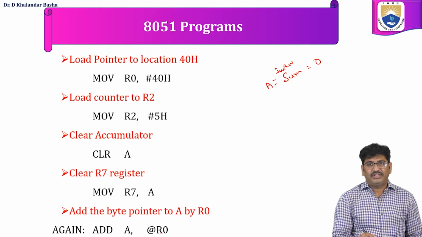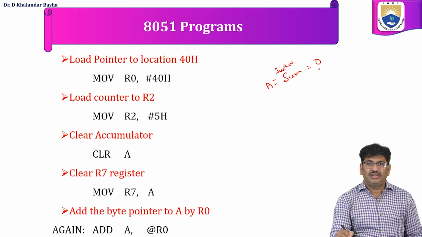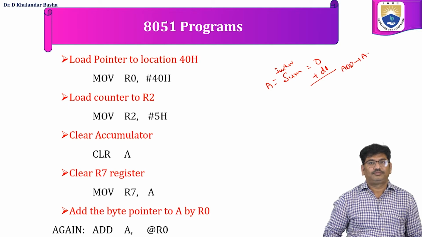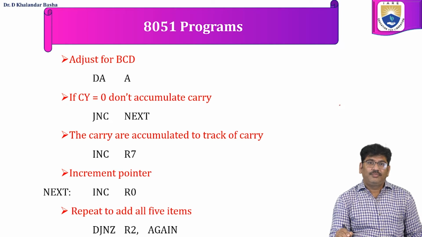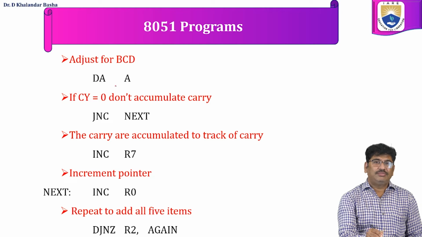Add a byte which is pointed by the R0 register into the accumulator. So the initial value of the accumulator is 0. This will be loaded with data 1, that is the first data, and the result, which is the sum, will be existing. After the add instruction, the result will be in the accumulator. After addition, whatever result is obtained, if any invalid BCD number exists beyond 0 to 9, it will be converted into a valid BCD number by using decimal adjust.